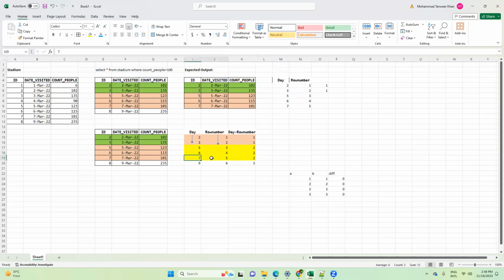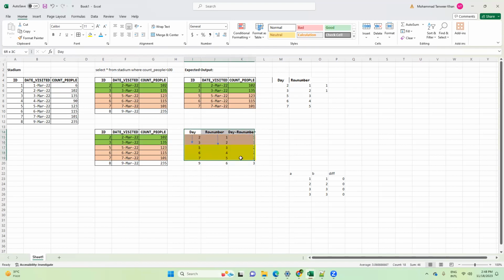Okay, and the same thing is happening here. The difference is constant because from 4 to 5 it has incremented by 1. So this day has incremented from 6 to 7 by 1 only. Is this clear? Yes, sir.